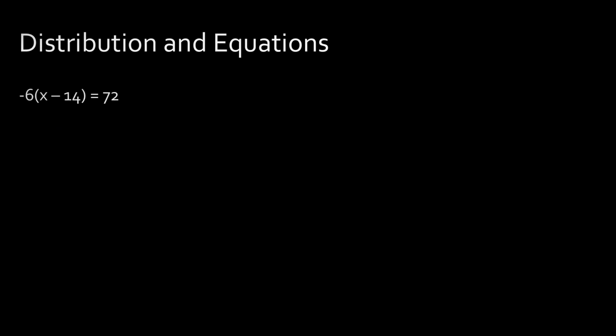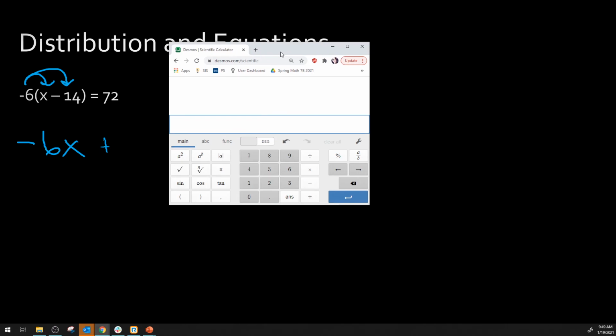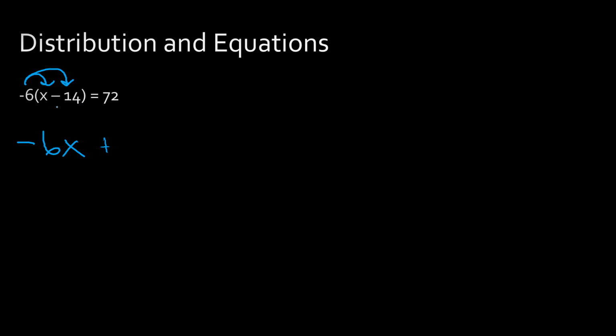All right, here's another example. So again, this time we're taking this -6 and we're multiplying it in. -6 times x is -6x. -6 times -14 is going to give us a positive number. And again, if you want to double check, you can type this into a calculator. So -6 times -14 is 84. And the reason why I'm saying -14 is because this minus sign right here in front of the 14 makes it like a negative number. So this is going to be 84, and that's equal to 72.